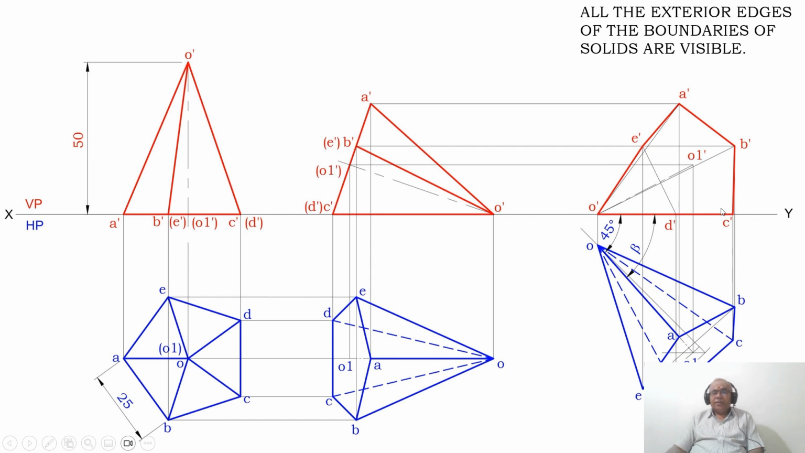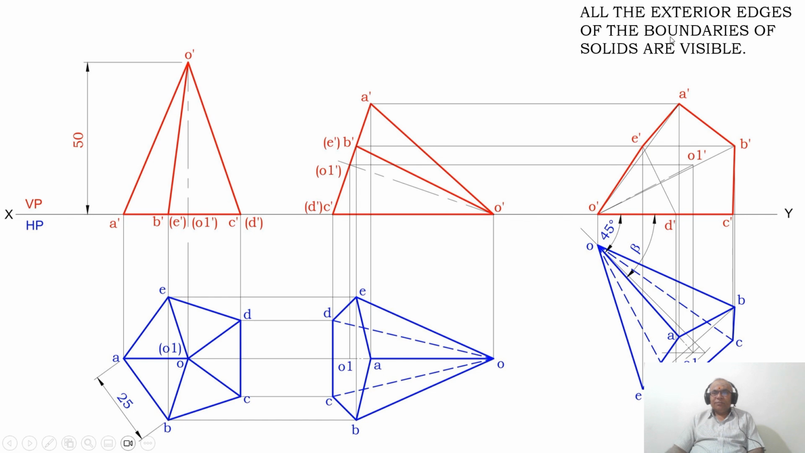Then join A dash to B dash, B dash to C dash, C dash to D dash, D dash to E dash, E dash to A dash with a thin line. Then join O dash to A dash, O dash to B dash, O dash to E dash, and O dash to O1 dash with the axis line. And of course O dash, C dash, D dash are already joined. Then apply the condition of visibility.